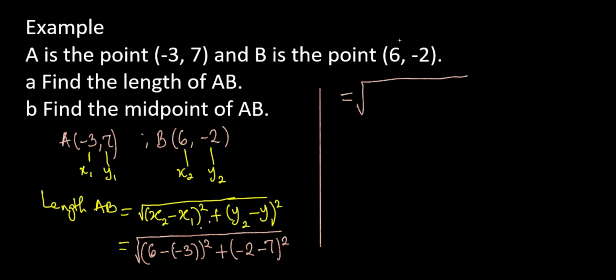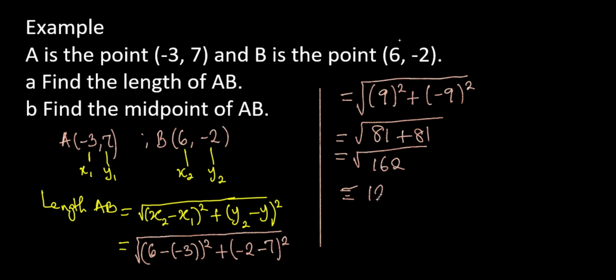So we now have the square root of 6 minus minus 3, which becomes 6 plus 3. You have 9, squared, plus minus 2 minus 7, which is equal to minus 9. We also square it, so you have minus 9 squared. So we now have the square root of 81 plus 81, which is the square root of 162, which gives you 12.7 units.